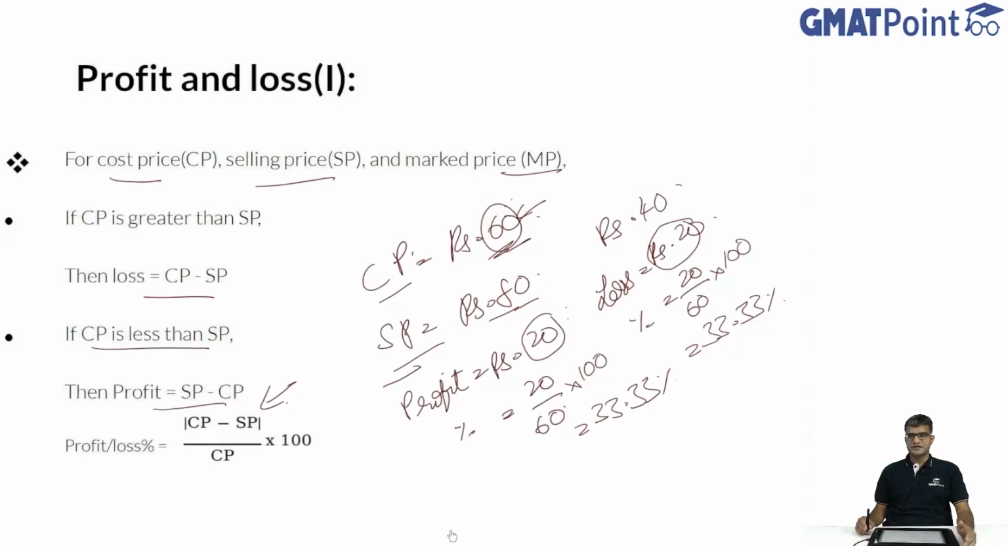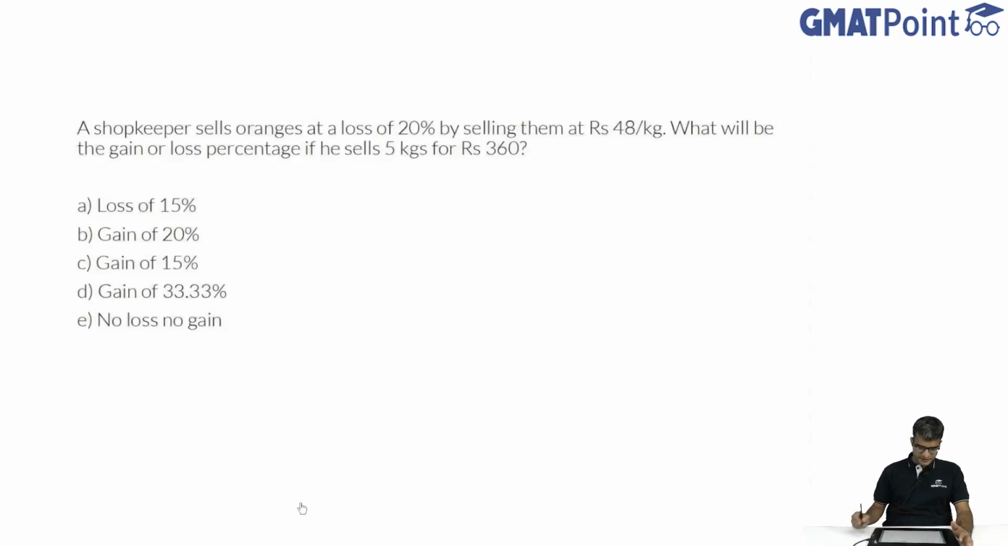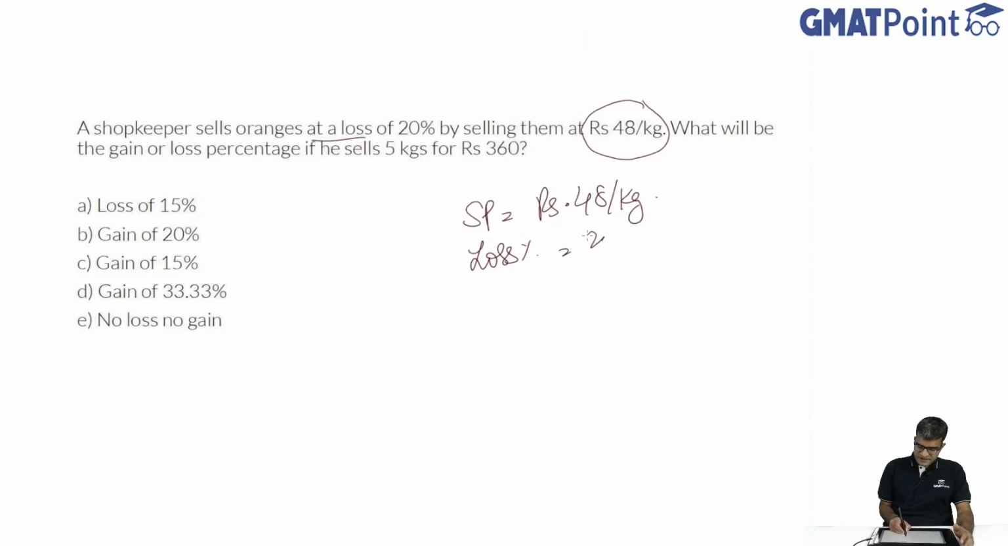Let us look at a question to understand this concept better. A shopkeeper sells oranges at a loss of 20% by selling them at rupees 48 per kg. So now we are told that the selling price is rupees 48 per kg. We are given the loss percentage is 20%. What is the definition of loss percentage? That is cost price minus selling price divided by cost price into 100. This is equal to 20%.